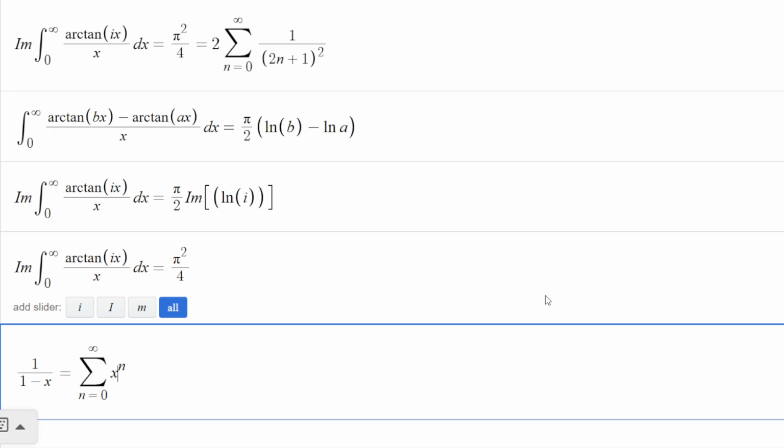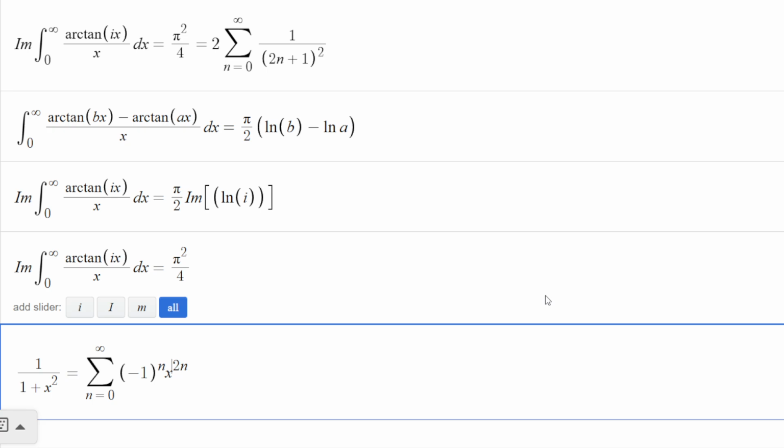Okay, well, what else does that mean? Let's just replace our x with a negative x squared. So that's going to give us 1 plus x squared. Now don't forget we replaced it with a negative x squared. So we're going to get a negative 1 to the n times x to the 2n.